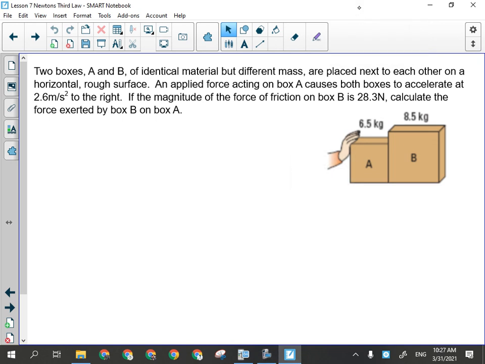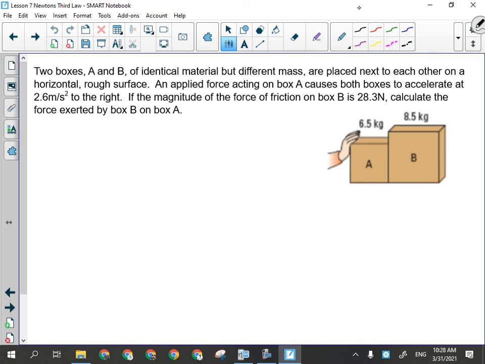Okay, so for our two-box question here that now involves friction. We've got these two boxes, identical materials, different masses, placed next to each other on this rough surface. An applied force on box A causes both boxes to accelerate at 2.6 meters per second squared to the right. The magnitude of the force of friction on box B is 28.3 newtons. Calculate the force exerted by box B on box A.